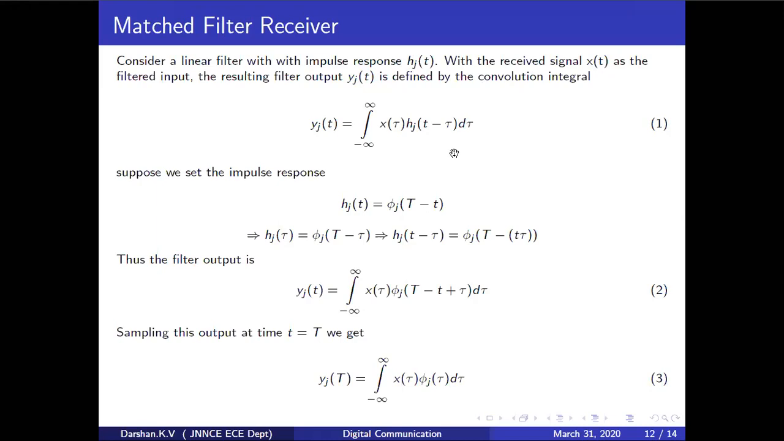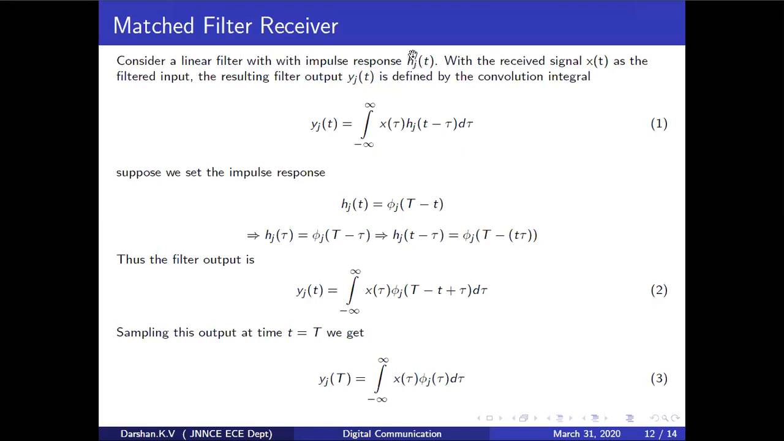All of you know about this particular convolution integral. x of tau times hj of t minus tau. Now what did we do? We have considered a linear filter by name hj of t. To that filter I am allowing the received signal x of t. A block should appear before your eyes, with input x of t passing through the filter with impulse response hj. What would be the output? The output is the convolution integral, which everybody knows.